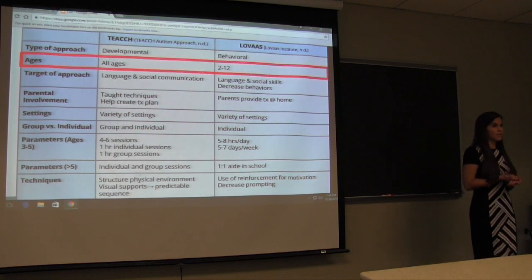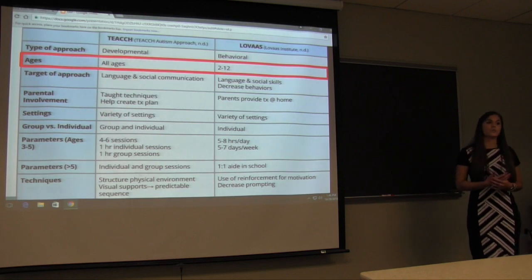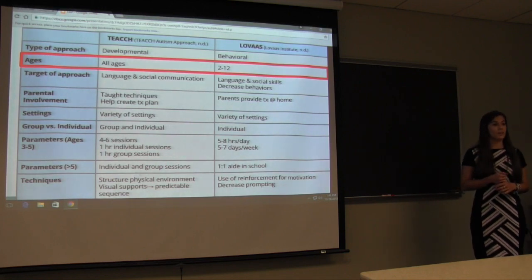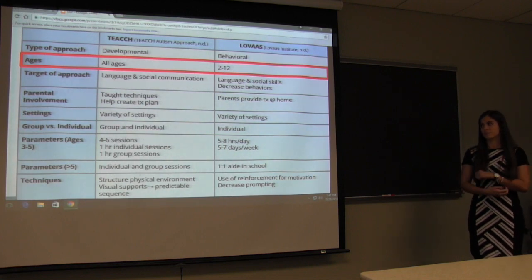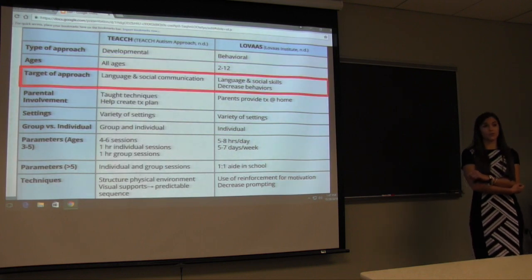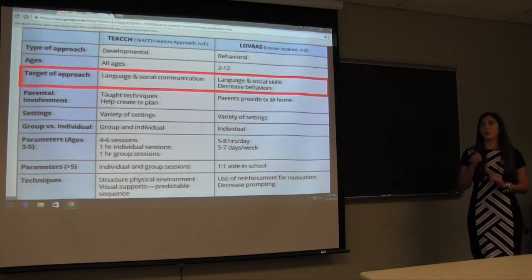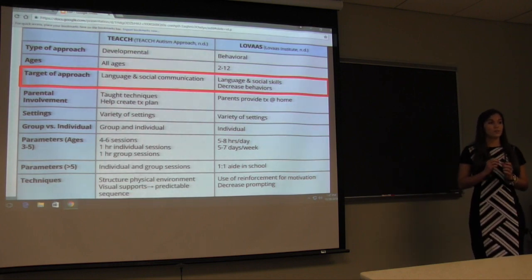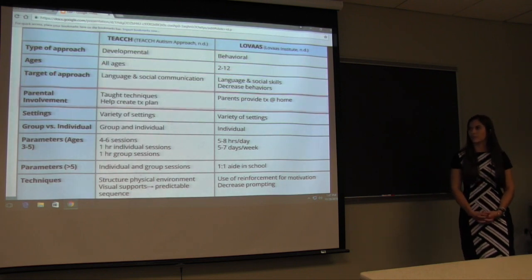TEACH can be used across the lifespan for all ages, and on the other hand, Lovaas is typically used between the ages of 2 and 12, but it's recommended to begin using Lovaas between the ages of 2 and 8. Both treatment approaches do focus on language and social communication skills, but we do want to point out that Lovaas specifically focuses on decreasing those unwanted behaviors.